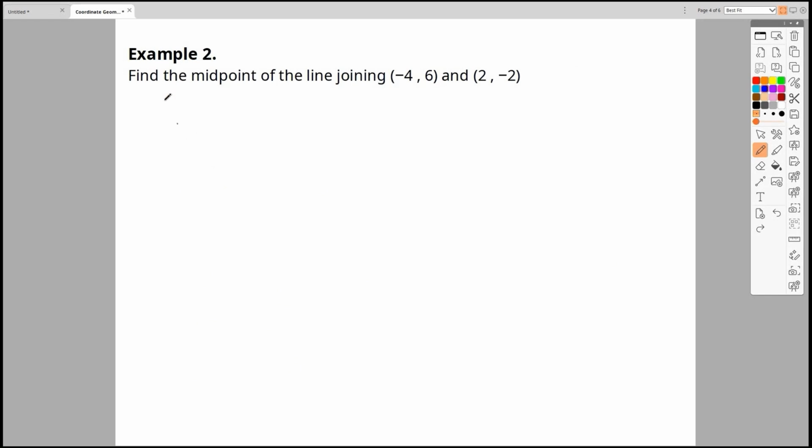The second example, find the midpoint of the line joining -4, 6 and 2, -2. So we have the formula of the midpoint coordinates. It's x1 plus x2 over 2 and y1 plus y2 over 2. Now let's sub the points here.